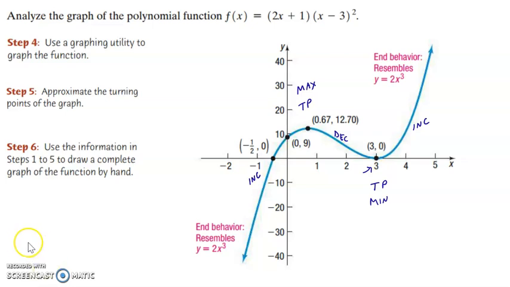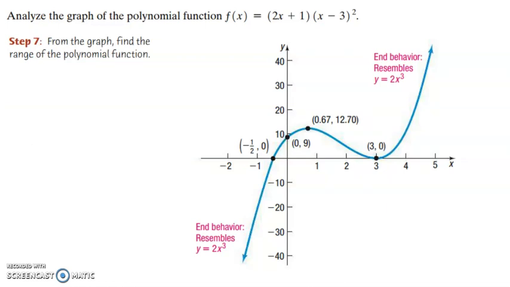And then we can use all of our information to sketch this by hand. Remember, this graph resembled the 2x cubed function, and we had intercepts of negative 1/2 and 3, and then we had a y-intercept of positive 9. And going back to our last step, we were talking about the multiplicities and how that impacted our graph. If we have an odd multiplicity, our graph is going to cross right at that x-intercept, or that 0 of -1/2. And since we have an even multiplicity on the 3, our graph is going to touch at that point.